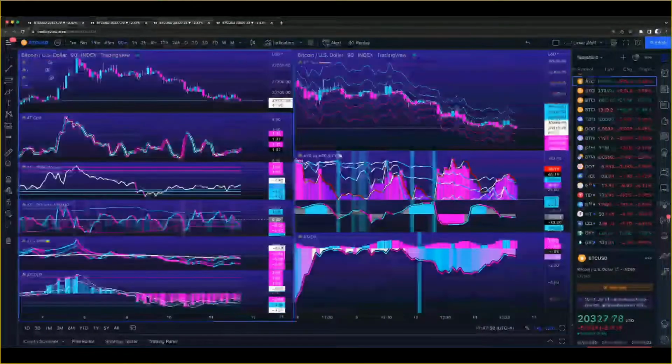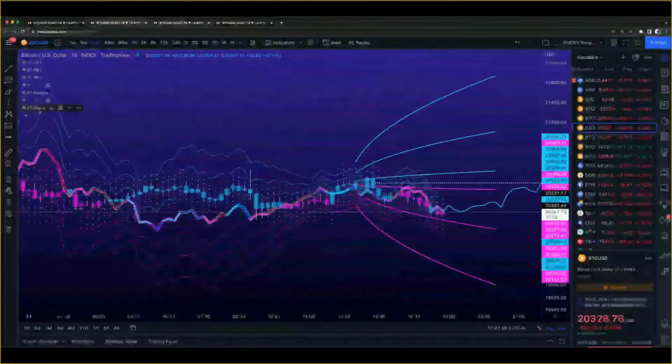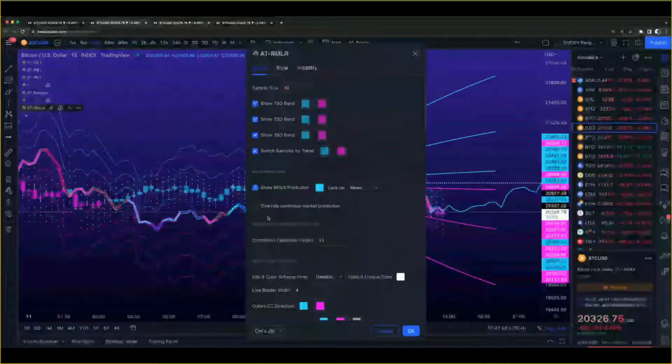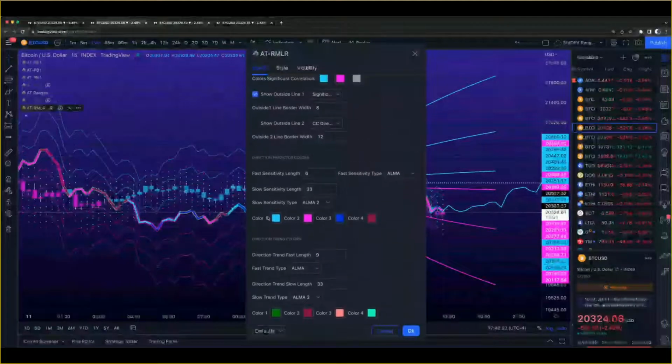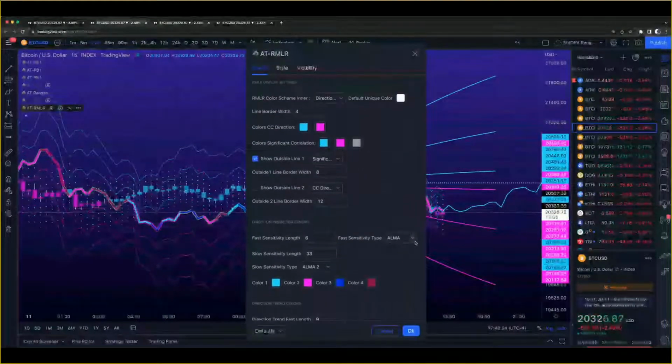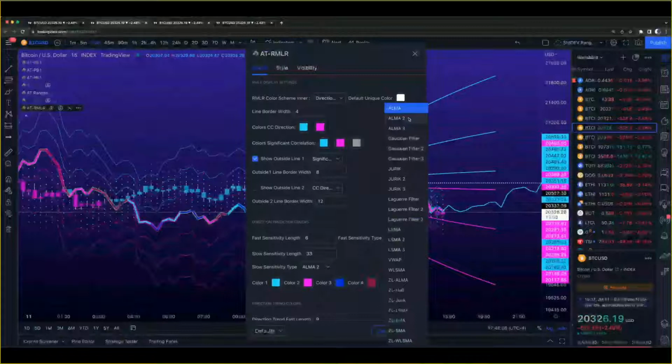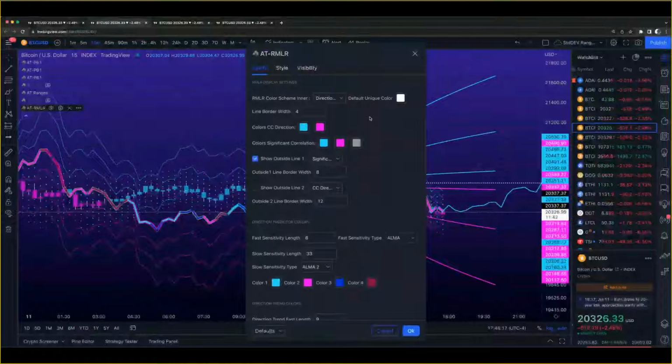Where are you, little man? There. Direction chin. There it is. Yeah, I've got all these different settings. But like I said, right now, I like the ALMA. It seems to be getting the best signals, for sure.